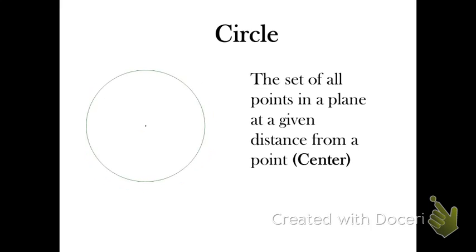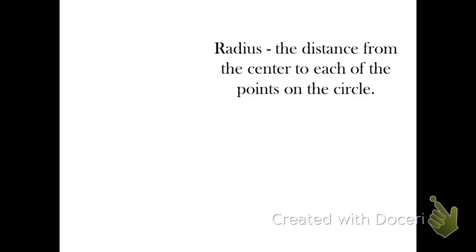A circle is a set of all points in a plane at a given distance from a point, and that point is called the center. The distance from the center to each of the points on the circle is called the radius, and I'm sure you're familiar with that word as well.